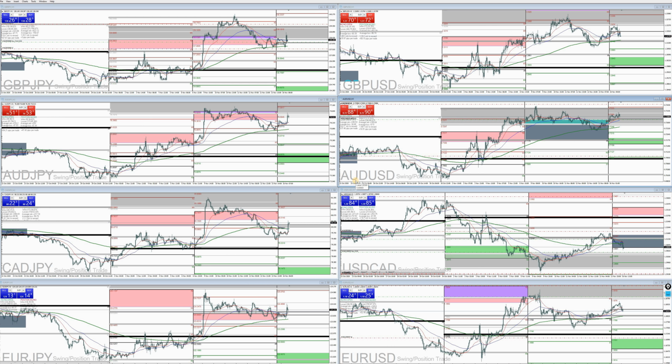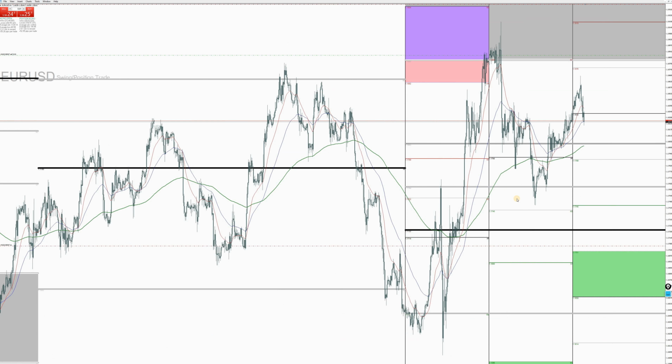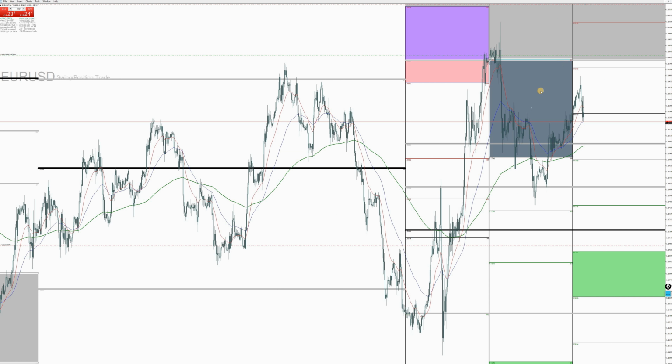Okay, and the other one was a Euro USD from last week. This is where we opened. That's where we sold it. And USD CAD last week. Right here.